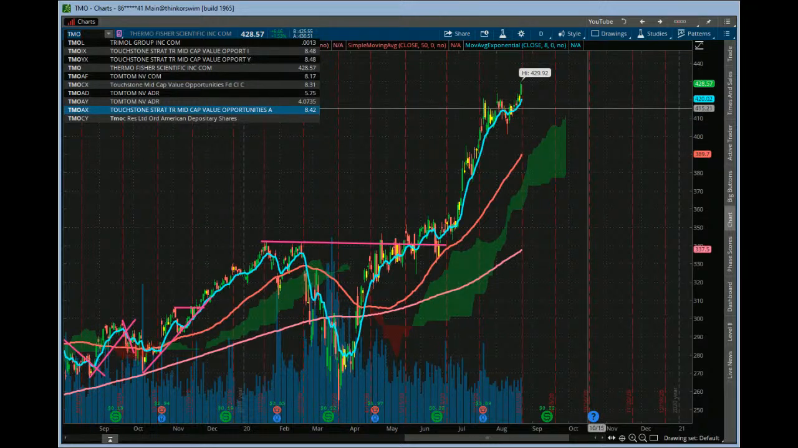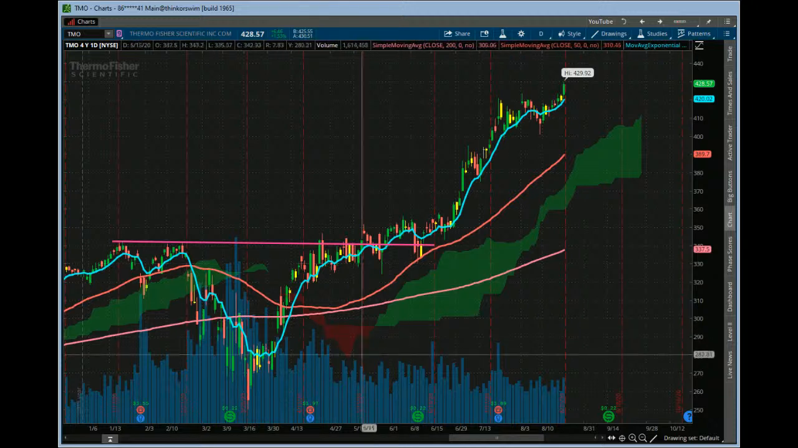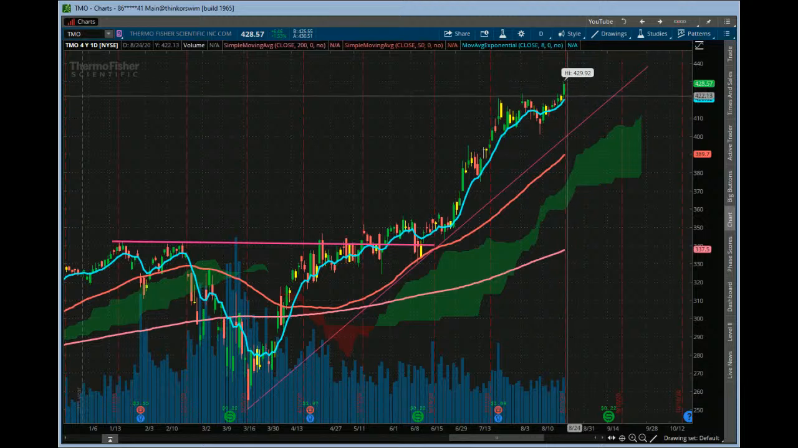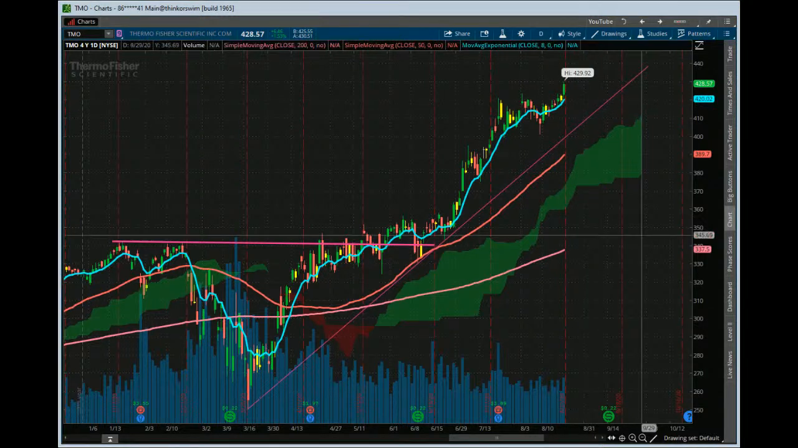So TMO, nice one, right? So medical devices, they do a lot of different stuff. So looking pretty good right here, working its way up, holding trend, bullish candle on Friday, inside day up. Let's see if it can continue to be strong. Nice find on that one.